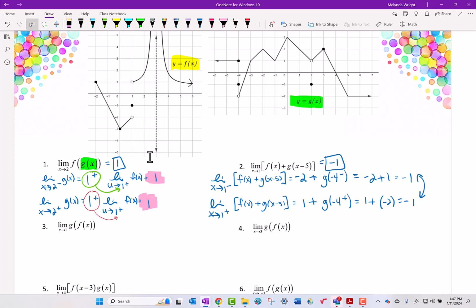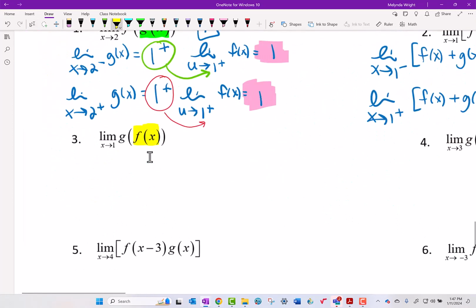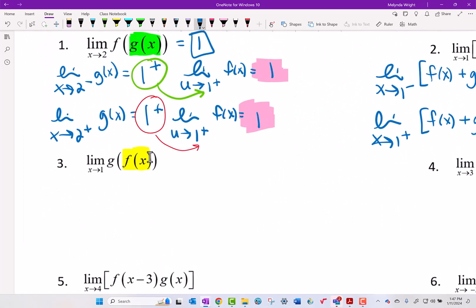Okay, so number 3 is the composite. We're going to have to do it like we did number 1, where we've got the inside function, which is f. Okay, so I'm going to set this up. So we've got the limit as x goes to 1 from the left of f of x.